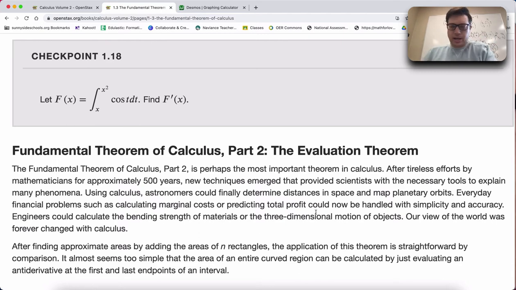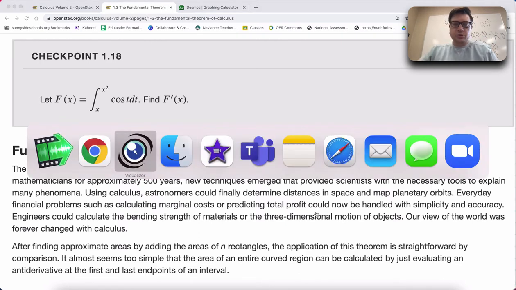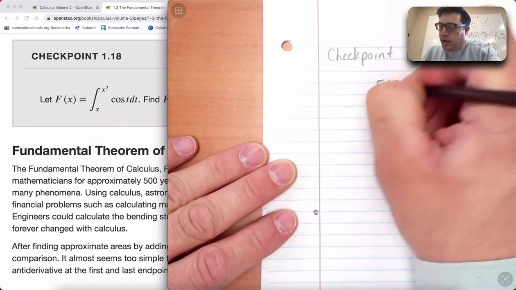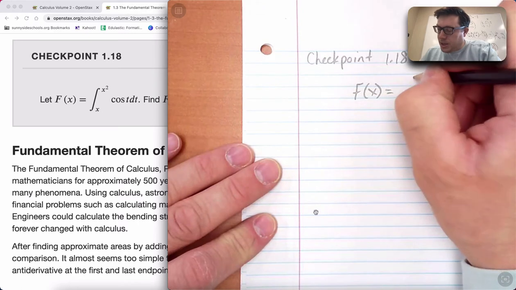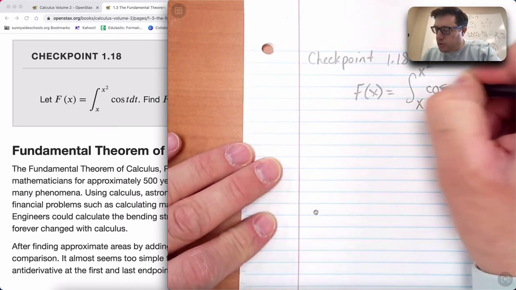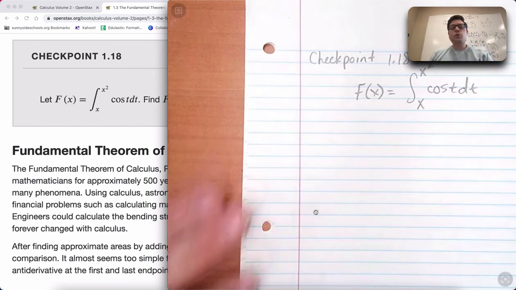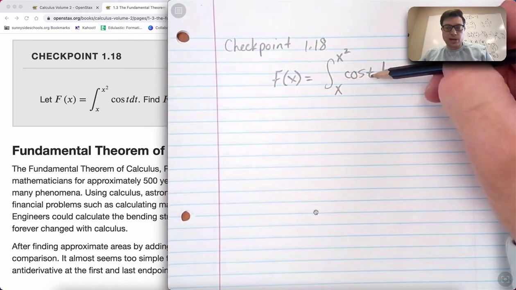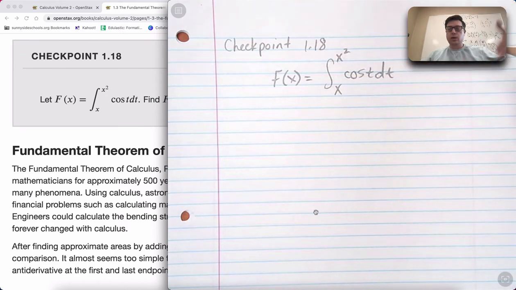So let me go ahead and capture this for you over on the visualizer. There we go. And so we have f of x, or capital F of x, equals the integral from x to x squared of cosine t dt. If you watched the last video, one of the things in that video was, what do we do with cosine, the integral of cosine? How do we treat it?